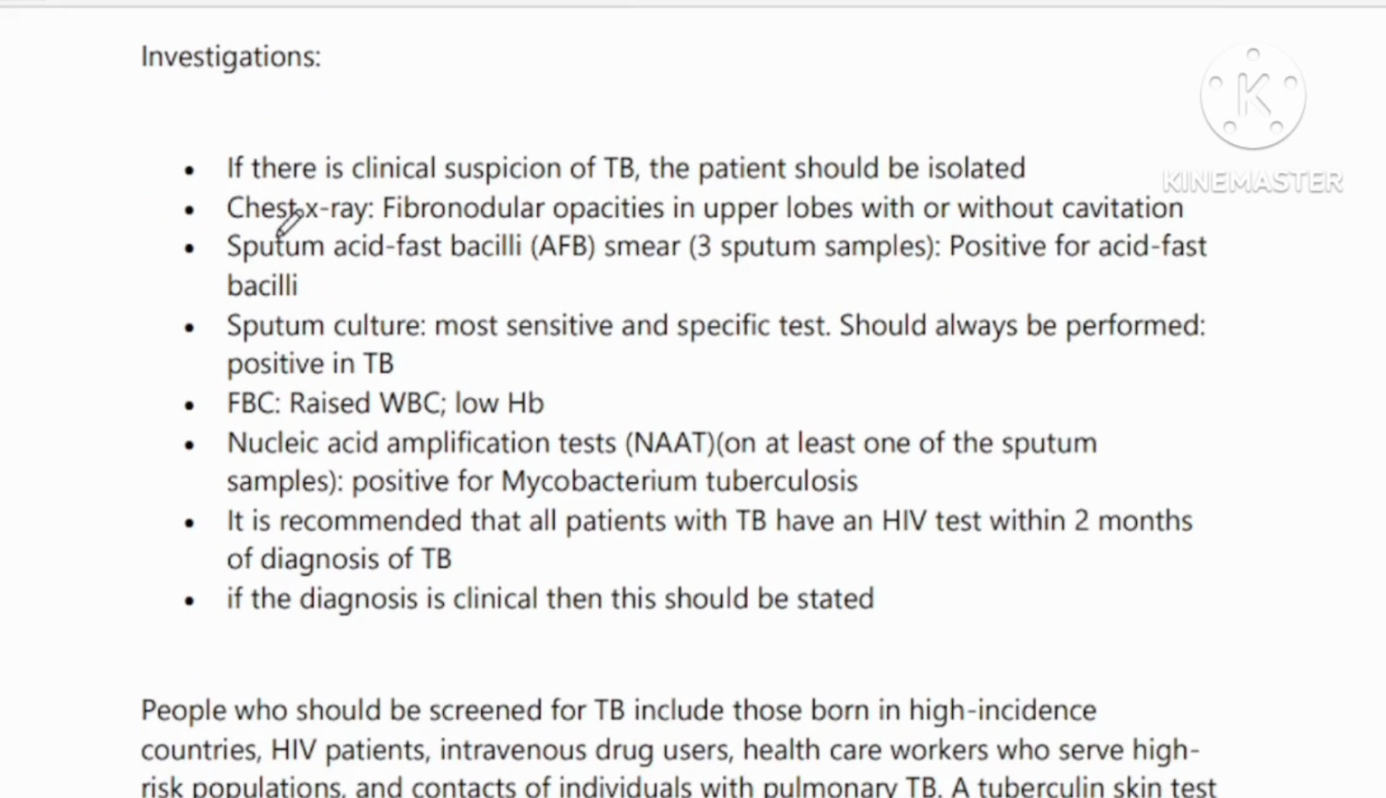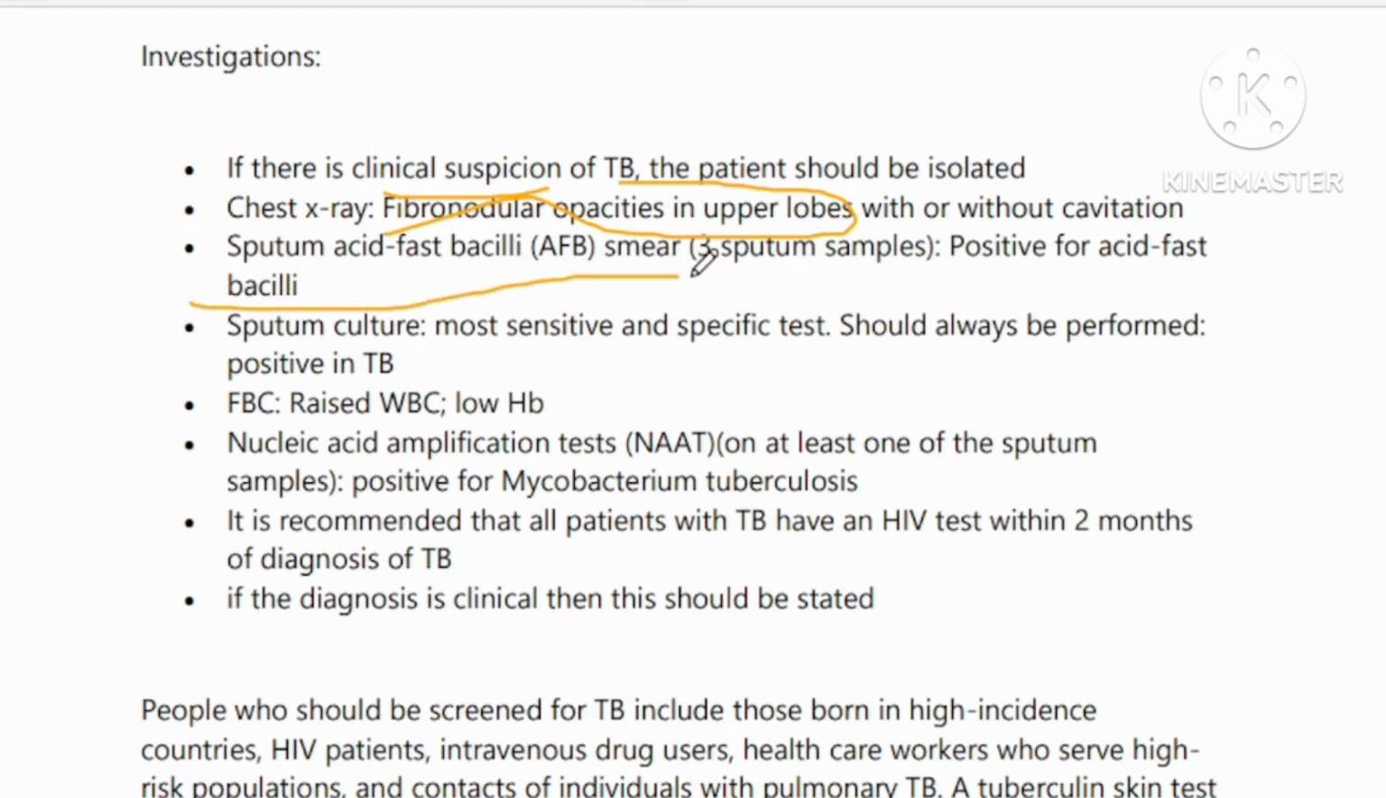So how will you investigate? If there's a clinical suspicion of TB, the patient should be isolated, and the chest X-ray is an initial test in which fibronodular opacity is seen in the upper lobes. Remember this, on the chest, TB is an example of cavitary lesion, and also it causes upper lobe fibrosis. So chest X-ray shows fibronodular opacities in upper lobes with or without cavitation.